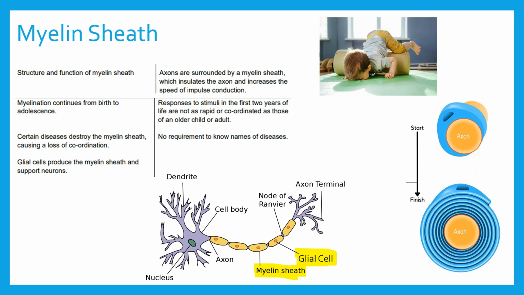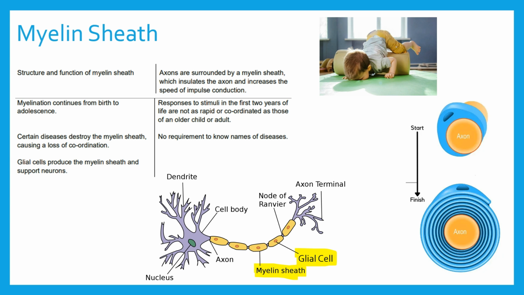We can really see the importance of the myelin sheath when we encounter certain diseases that actually destroy or break it down, which usually lead to a loss of coordination. You're not required to know the name of any particular disease, but one we're all probably most familiar with is multiple sclerosis or MS.